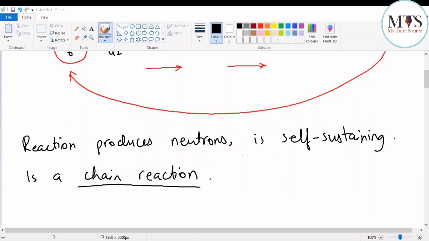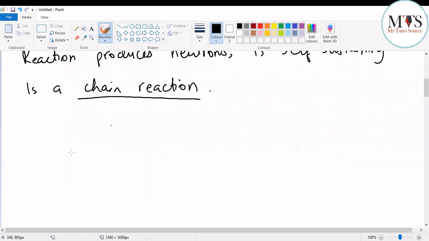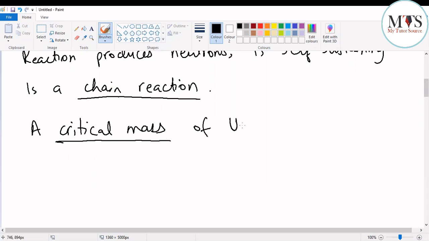You need a certain minimum mass of uranium in order to have this work, because if that minimum mass is not present, then the neutrons will just escape and they won't react with the uranium. So you need a certain minimum mass to get it going, and that's known as a critical mass. A critical mass of uranium is needed.